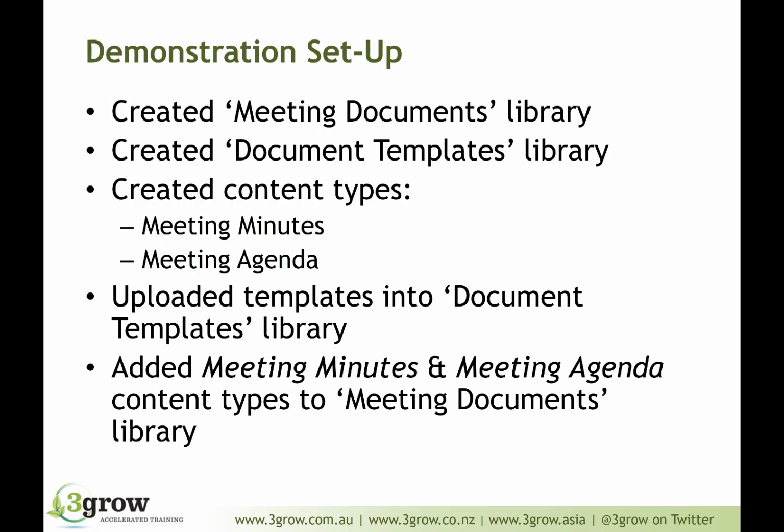So what I've done so far as the setup for the demonstration is concerned, I've got a site collection set up for the demo within which we have a library called meeting documents. I've also created another library called document templates, and we'll see where that will come into play a little bit later. So I've then created two content types, meeting minutes and meeting agendas. I have then uploaded the template for each of those into the document templates library. I've also then added both content types to the meeting documents library. So the end result is what we will see within the screenshots just a moment ago.